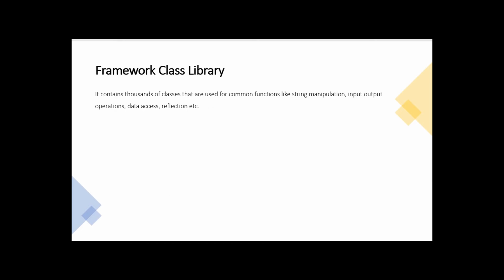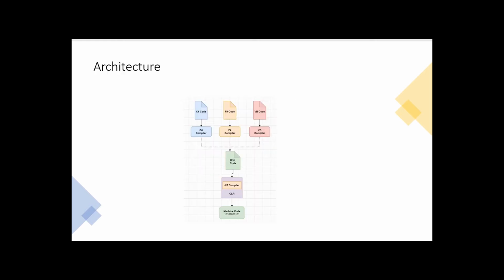Next we have the framework class library. It contains thousands of classes and interfaces that are used for common functions like string manipulation, input output operations, data access, reflection, etc. It is a huge library that helps a lot to build a .NET application. We will learn more about the library in our upcoming videos.